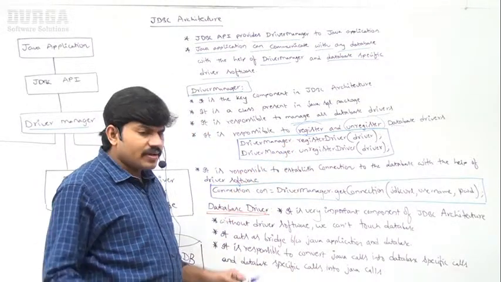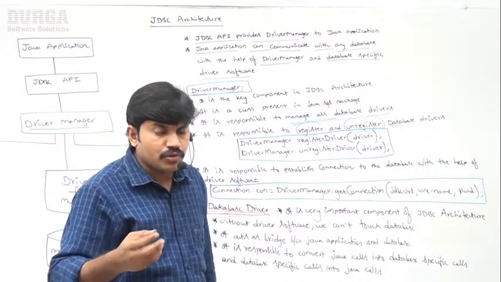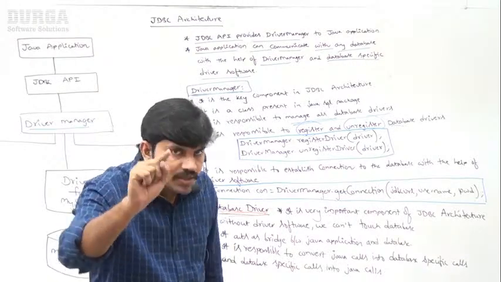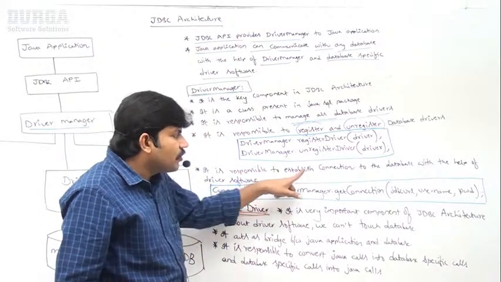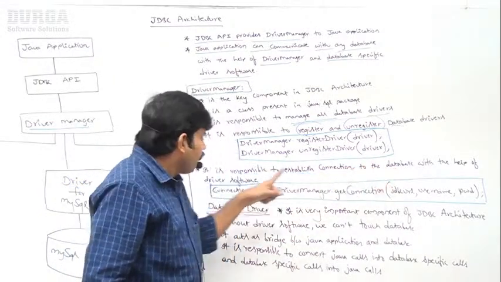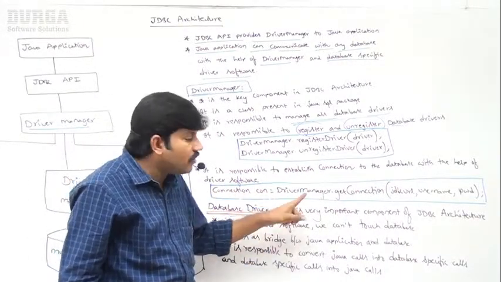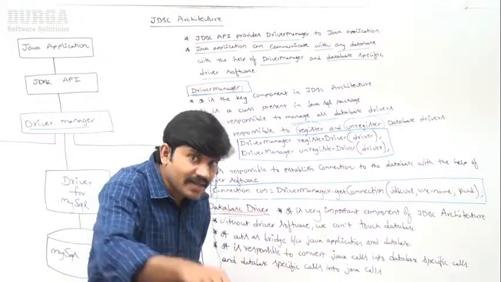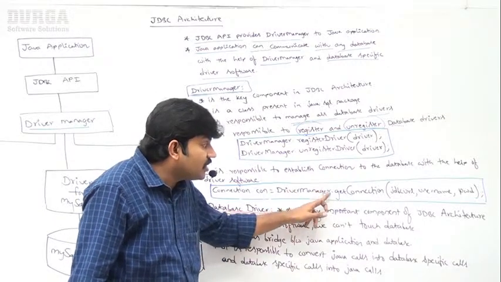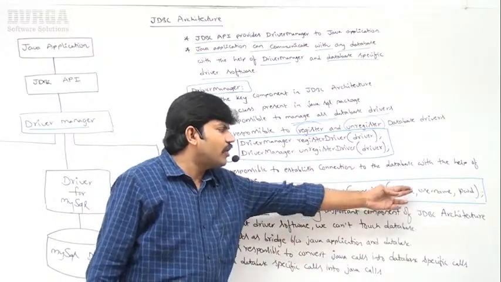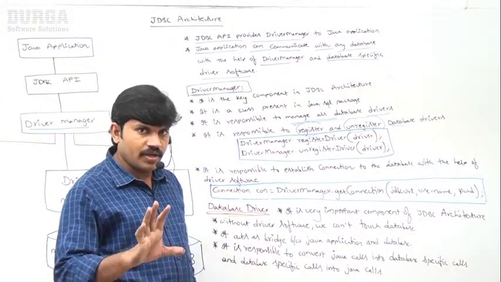Next, in our database communication, I want a connection to communicate with the database, right? If you want a connection, you require to ask a driver manager only. Have you observed? It is responsible to establish a connection to the database with the help of driver software. Con is equal to DriverManager.getConnection. The getConnection method you are calling, of which class? DriverManager.getConnection. Of course, you have to provide username, password, JDBC URL, right? Now I got the connection object. Are you getting it clearly, right?